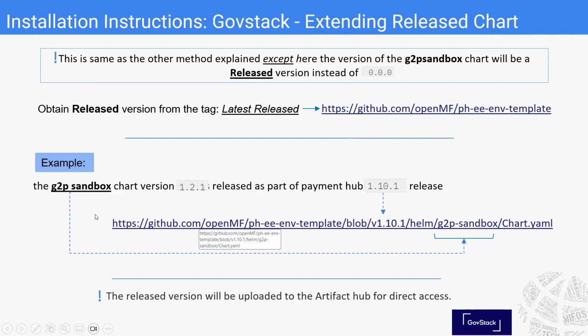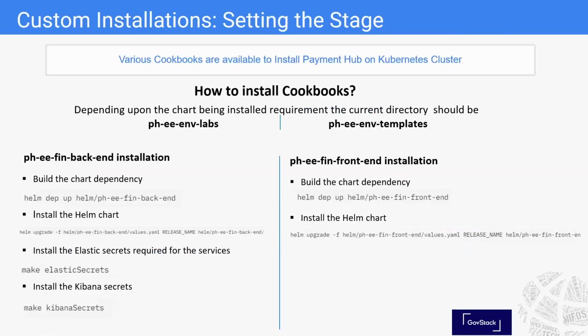The thing that you have to note from previously is that in this file over here, we can see that there is a release version and the G2P sandbox version is also being used over here. And once that has been upgraded, it will be uploaded to the Artifact Hub for direct access later on. So you could just call it in your future commands as well.